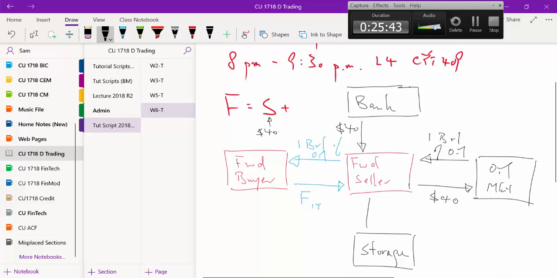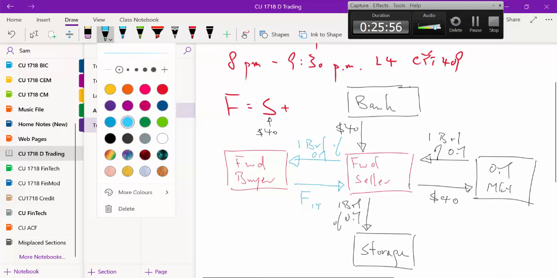But anyway, you got to store that somewhere. So you're going to put that barrel of oil away. Now, I think I've done all the things that should happen today. So now we go to the future. In the future, what happens?